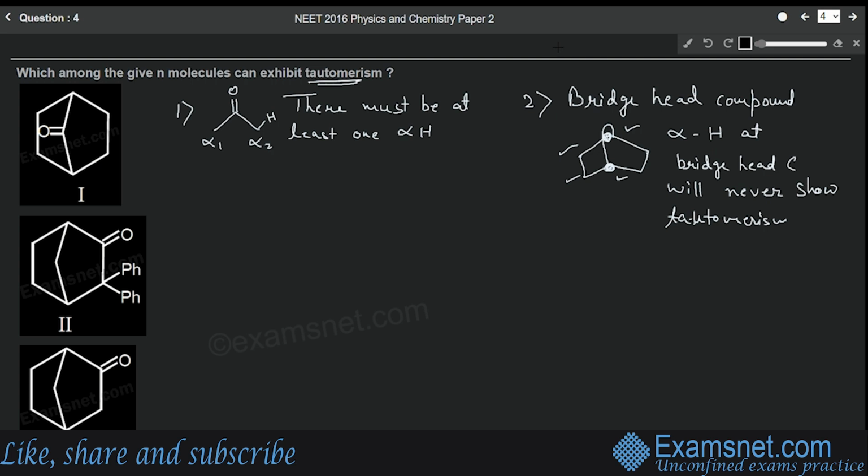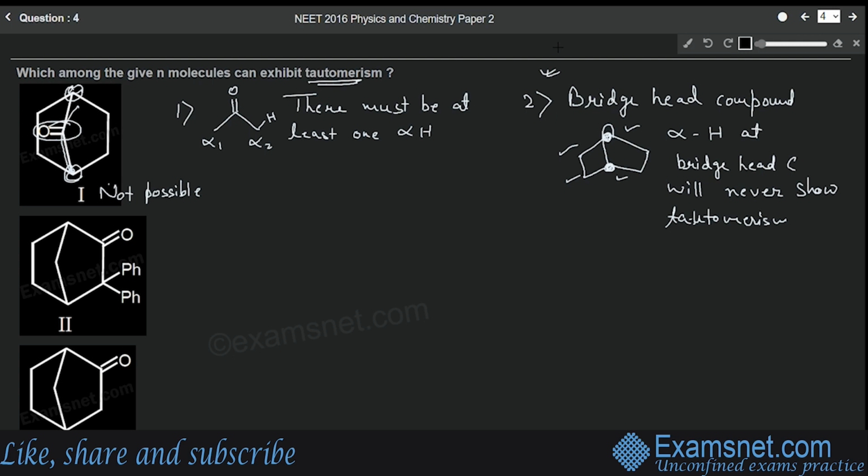So let's check. In the first option, the carbonyl part is this. So what are the alpha positions? These two are the alpha positions. That means the alpha hydrogen will be present at the bridgehead carbon, because the carbons at these two positions are involved in the bridge formation, right? So this will not show tautomerism. Not possible. You understood why? This second point. Here, the carbon that is involved in the bridge formation, this is the bridge. So the alpha hydrogen attached to that carbon will not show tautomerism.